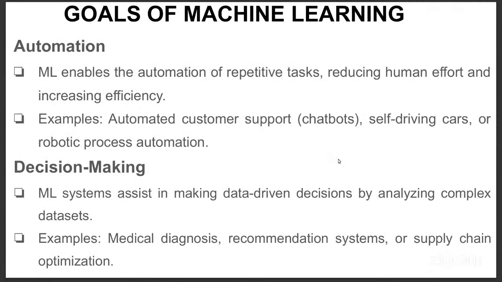Next, automation. Automation means whatever tasks humans do in our daily life that take more time, you can automate them. Now, every software job, they are automating their jobs.